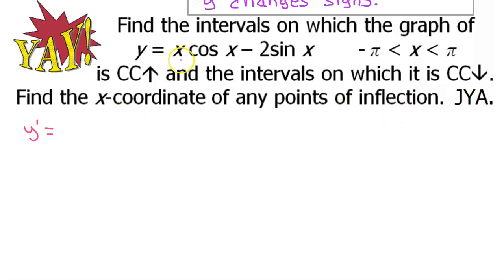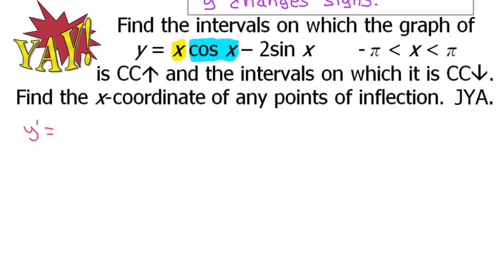Step 1 is to find y prime, but the first term of y is a product. So watch out. We have to do the product rule. Do not think that you can take the derivative by just taking the derivative of x and the derivative of cosine and smashing those together. You have to do the product rule.